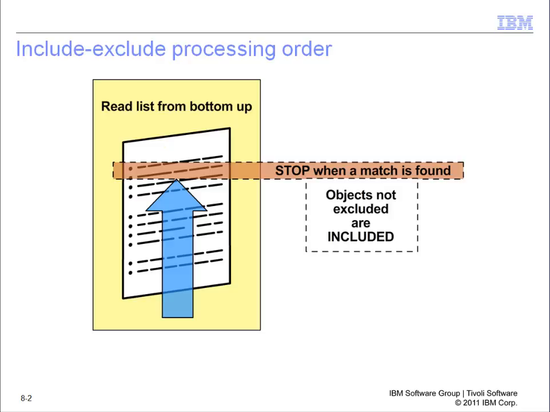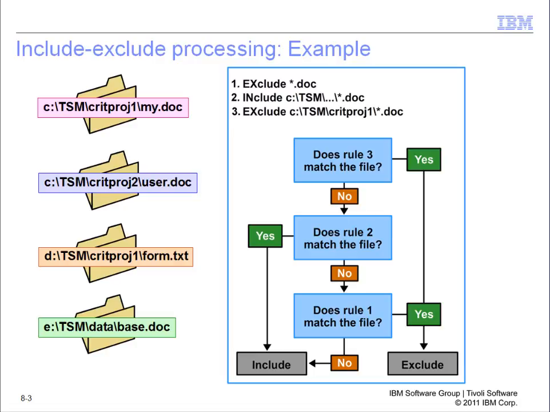Let's go through an example. Here we have 4 files over here on the left. Here is our very short include-exclude list as it appears in dsm.opt. Line 3 is the bottom of the file. Line 1 is the top of the list. Obviously, this is a very simplified include-exclude list. Let's look at the first file, C tsm critproj1 mydoc.